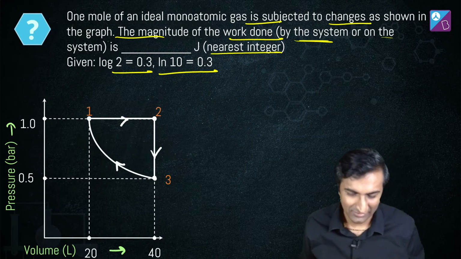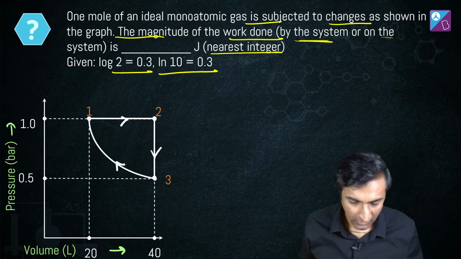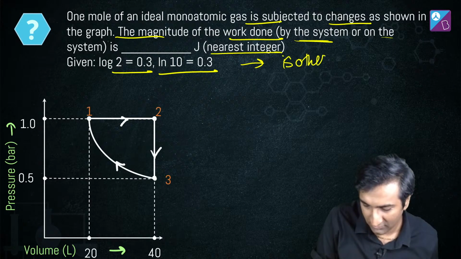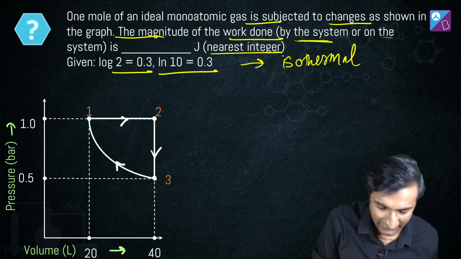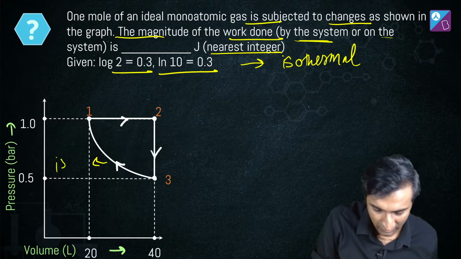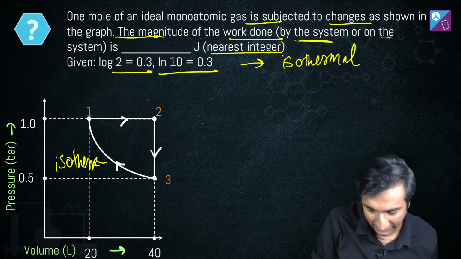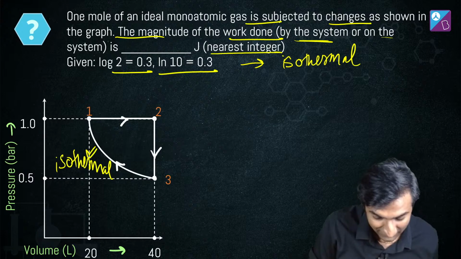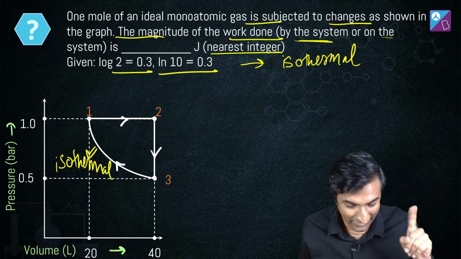Dekho, try karo. This means that somewhere there must be some isothermal process. And mujhe dikh raha hai, I see it. This is isothermal. This guy right here is isothermal. I can see that very clearly. Okay? So the devil is in the detail. God is in the details, and so are graphs. Try it out. 3-1 is isothermal.